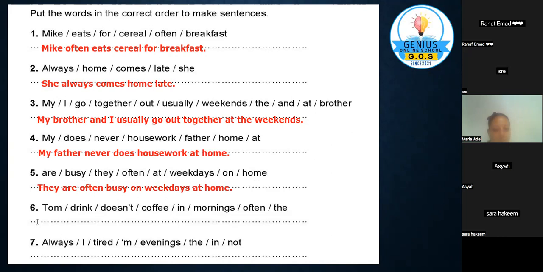Okay, Asia, number 6. Tom doesn't drink coffee in the morning. Doesn't often drink coffee. Yeah, okay, excellent. Tom doesn't often drink coffee in the mornings.